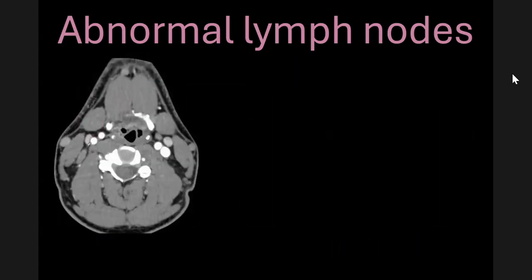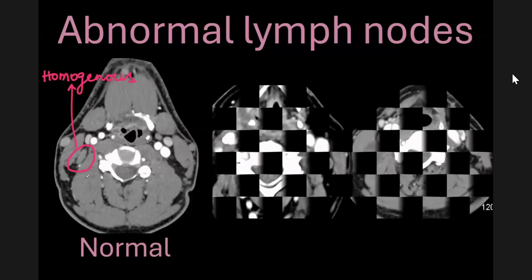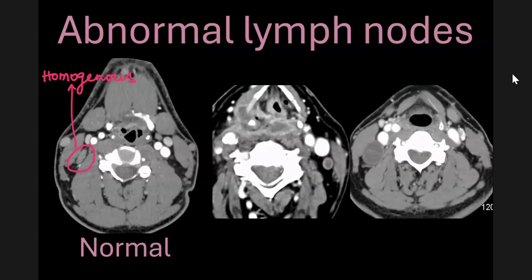Then a normal lymph node is usually, again, you can see that this lymph node is oval in shape. That oval shape is the normal shape. And these lymph nodes are normally homogeneous in appearance. So on CT or MR, you're going to see that these lymph nodes have homogeneous contrast uptake as well. But an abnormal lymph node is going to be very heterogeneous. And there are several features that could make it heterogeneous.